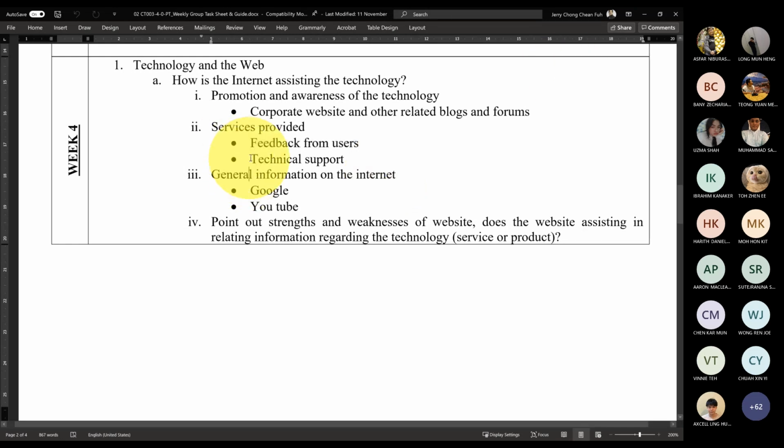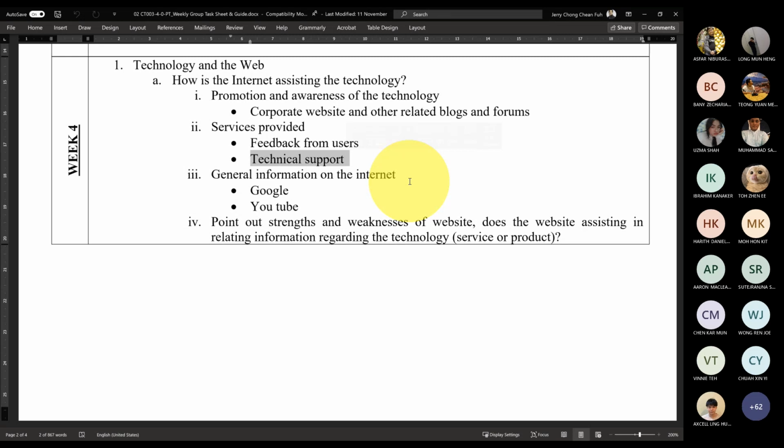Second point, is there any technical support available as a service online in relation to this technology? So technical support, of course, goes into whether it is easy to get help in relation to the technology. For example, I think there's one group in class that chose iRobot, the robotic vacuum cleaner. Is there proper technical support being provided by the company, and if it's not the company, maybe provided by someone else? Is it available online? Is it easily available online? Is it reliable if it's available?